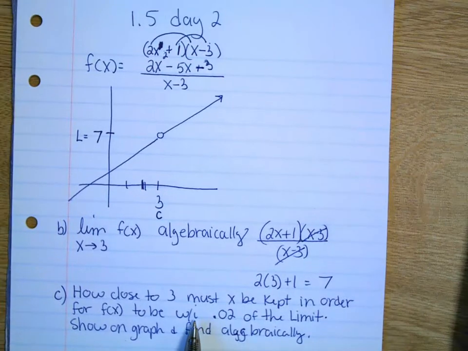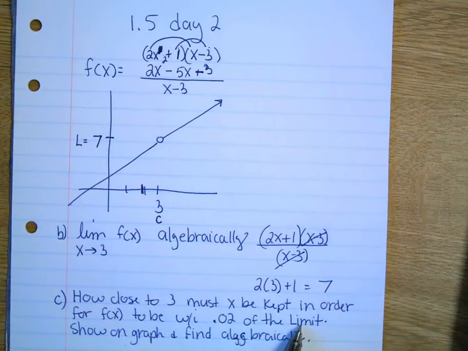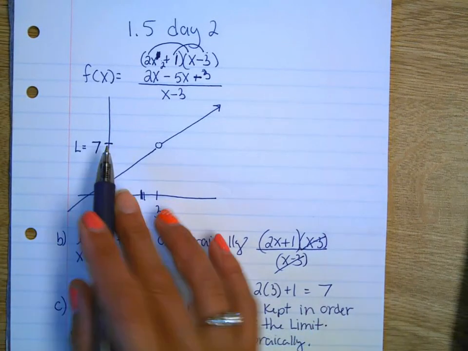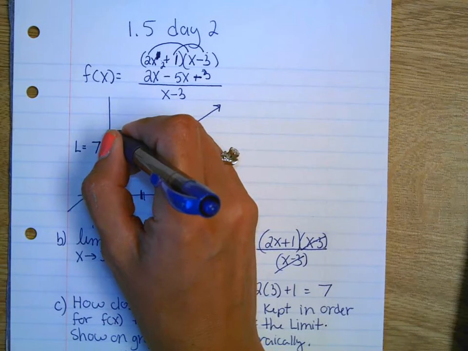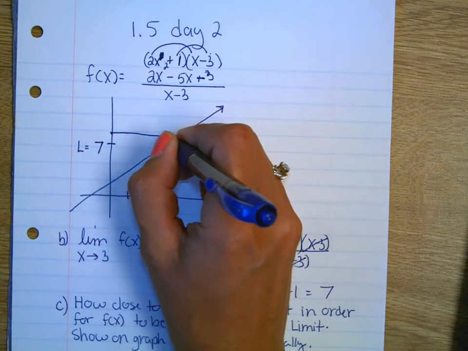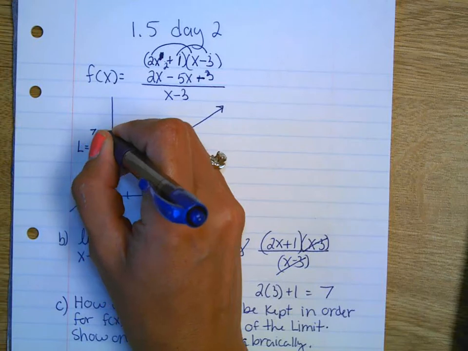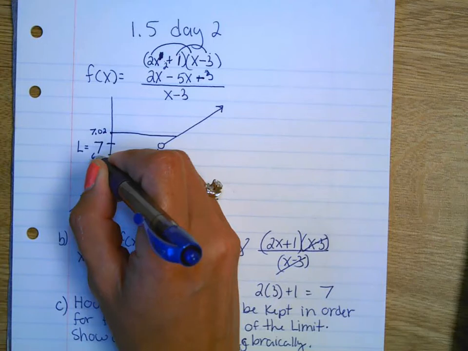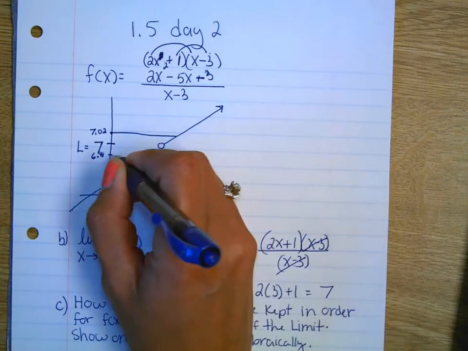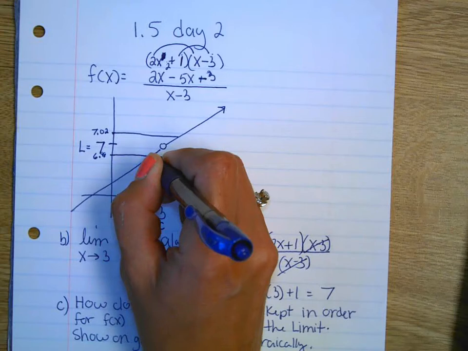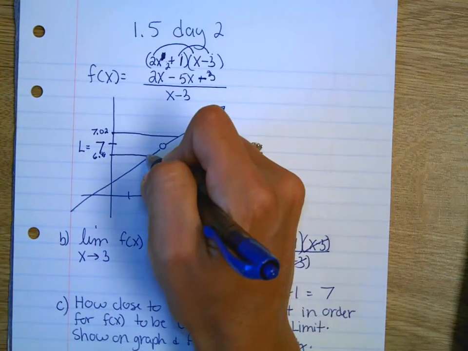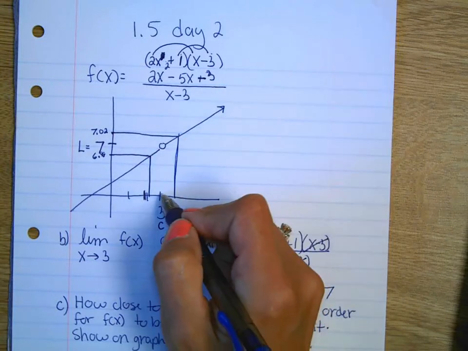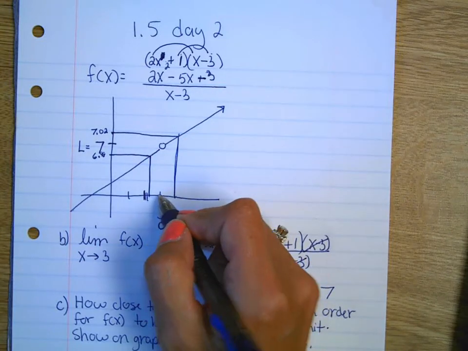Okay, so what it's saying is I want to be within 0.02 of the limit. My limit, remember limits are y values, was 7. I want to go 0.02 away. Again, exaggerating. So this will be maxed out at 7.02. This will be 6.98. And then that's going to give me a window around the 3. And my goal is to find out how far away from 3 I can be.